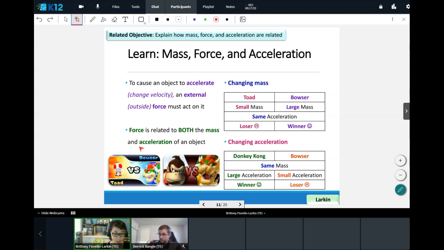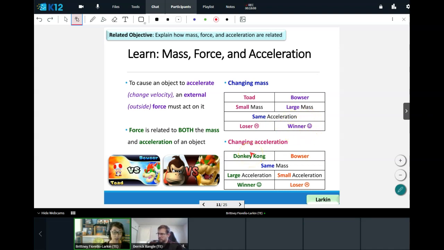So if I kick a soccer ball with a light mass, it's going to accelerate pretty quickly. If I try to kick a bowling ball, which has a big mass, it's not going to accelerate as quickly. This has to do with the things we just talked about. If we change mass but keep the same acceleration, like Toad with a small mass and Bowser with a large mass, the winner is going to be the one with the larger mass because that makes a bigger force. So he will win.